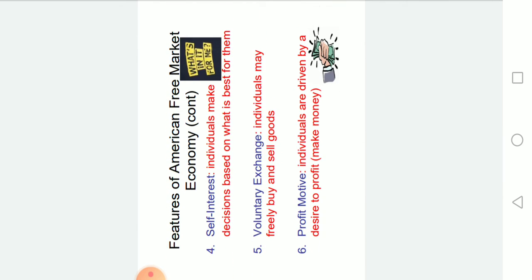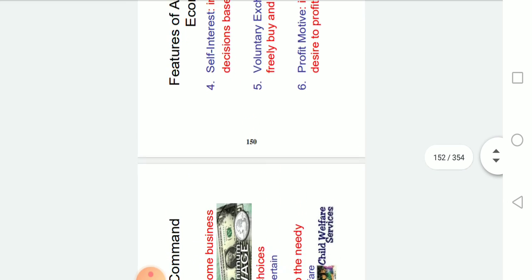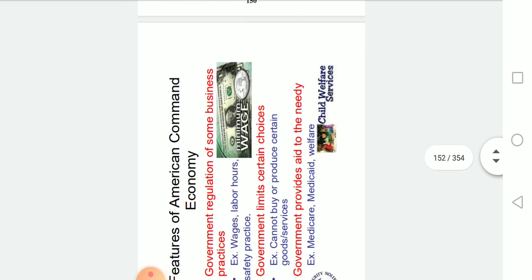Self-interest: individuals make decisions based on what is best for them, of course, for profits. Voluntary exchange: individuals may freely buy and sell goods. Profit motive: individuals are driven by a desire to profit, to make money. And this makes their economy a very successful one.